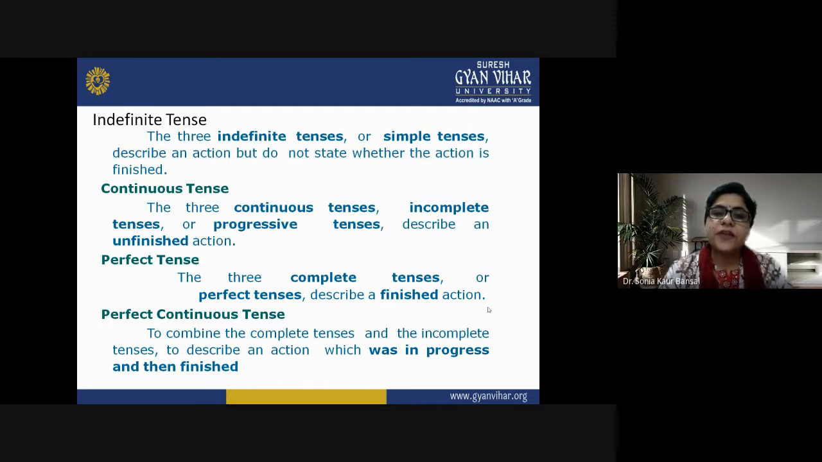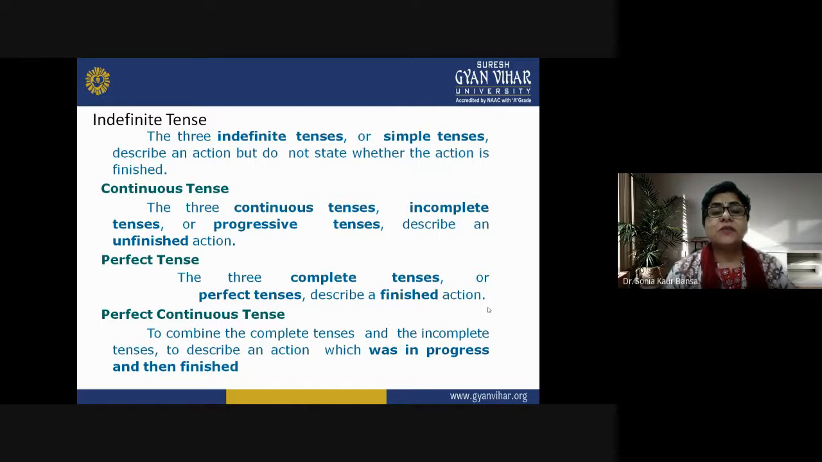So when I say indefinite tense, in all the three time frames like present, past, and future, we are going to cover these four aspects of the verb. First one is indefinite tense. So the three indefinite tenses or simple tenses describe an action but do not state whether the action is finished. It's simple. It's simply telling you that it is being done. The action is happening. But the indefinite tense or the simple tense will not tell you whether the action is finished or not.